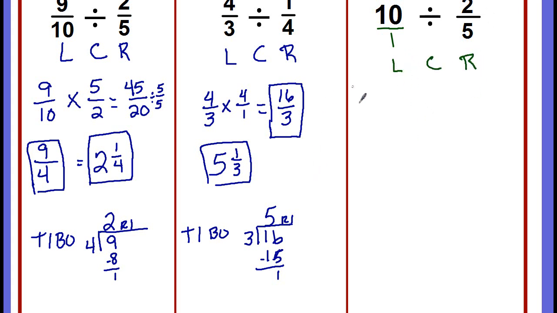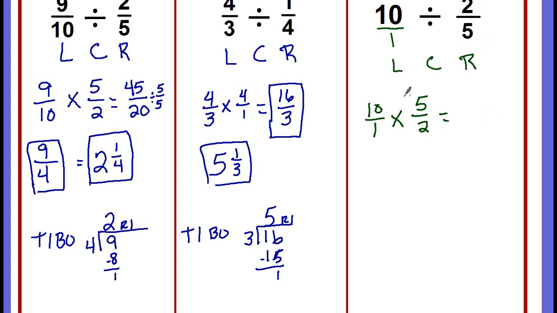Always write those 3 letters. L stands for leave it alone. 10 over 1 is going to remain 10 over 1. C stands for change the division to what? Multiplication. And R is for reciprocal. Flip this fraction upside down and it becomes 5 over 2.